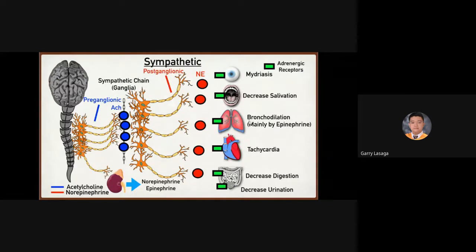In the lungs, it will induce the dilation of the bronchi, bronchodilation. In the heart, it will induce tachycardia, or the increase in the heart rate. In the stomach, it will decrease the digestion. And in the bladder, it will decrease urination.